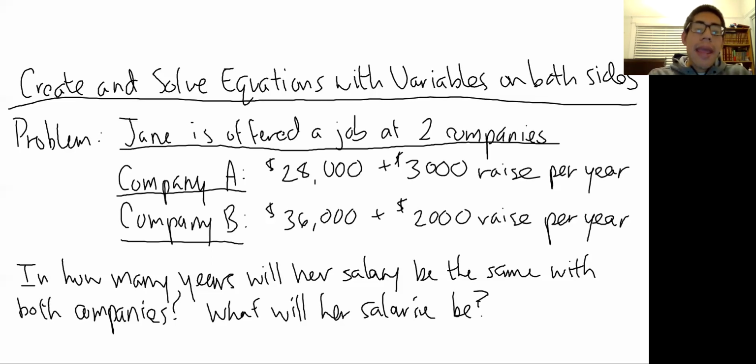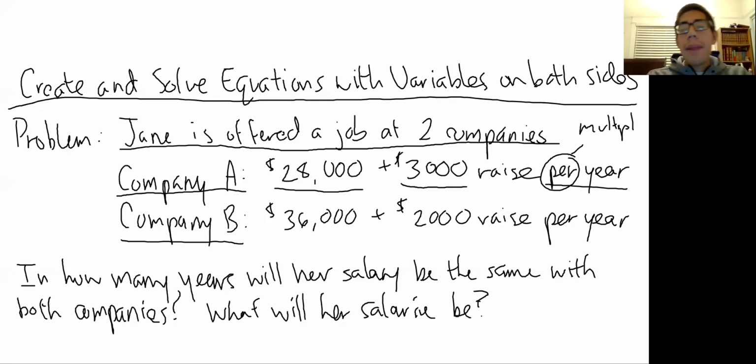I know Company A's offer is they're going to pay her $28,000 a year, and every year they're going to give her an additional $3,000 per year. Now, this word here, by the way, it's a clue. It means multiplication, right? Because that means that if she's working there for 1 year, she's going to get a $3,000 raise at the end of that year. If she's working for 2 years, she gets another $3,000 on top of what she's making. So every year you add $3,000 on top of that.